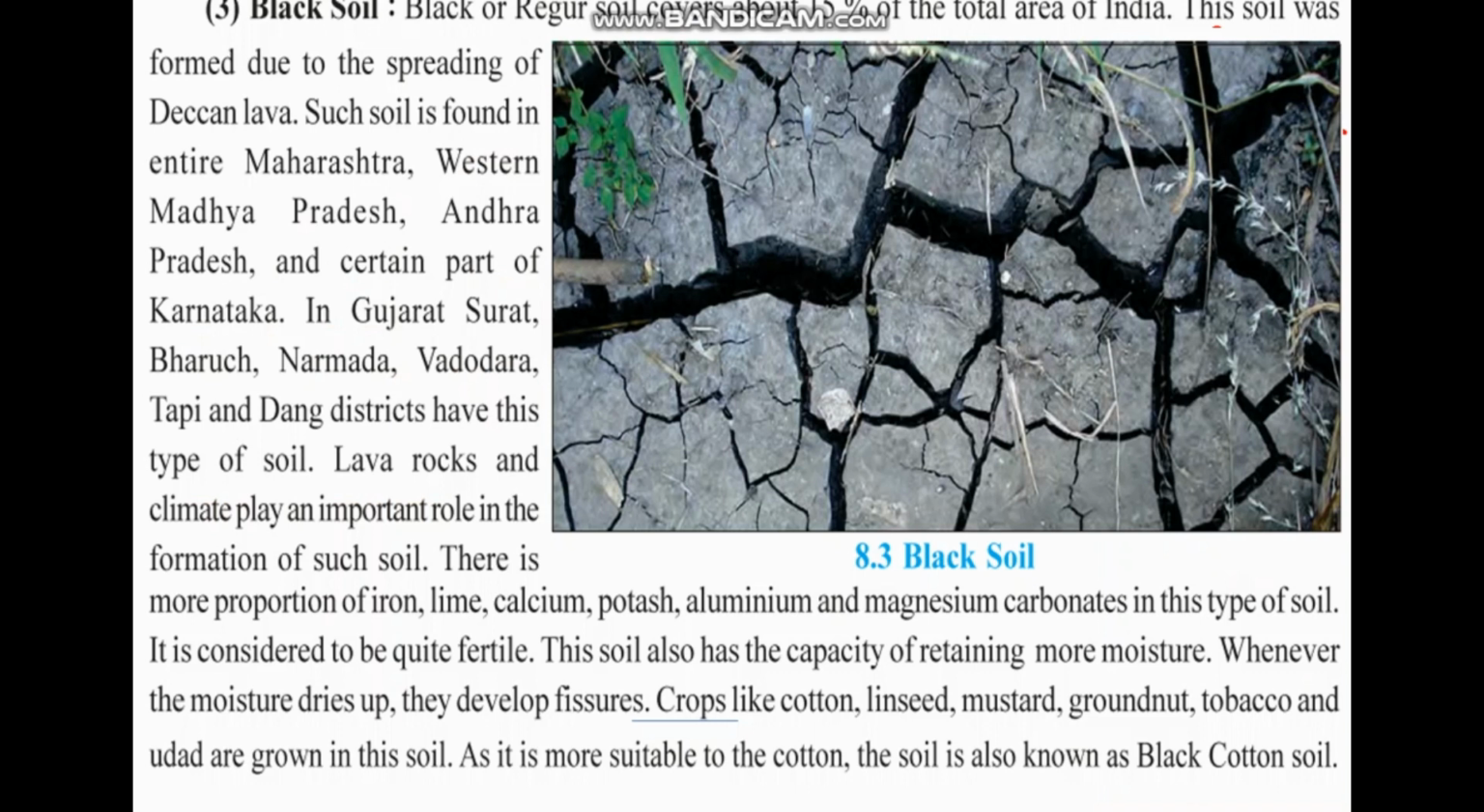Next is black soil. Black or regur soil covers up to 15% of the total area of India. This soil was formed due to the spreading of Deccan lava. Such soil is found in the entire Maharashtra, western Madhya Pradesh, Andhra Pradesh, and certain parts of Karnataka. In Gujarat, Surat, Bharuch, Narmada, Vadodara, Tapi, and Dang districts have this type of soil.